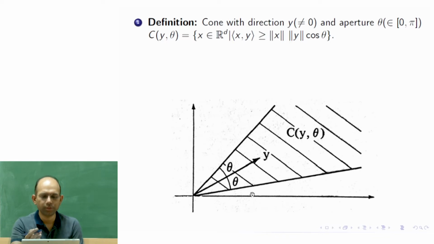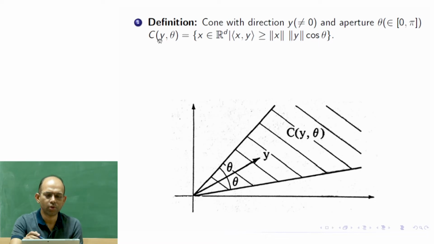Okay, so we define what a cone is. A cone with direction y and aperture theta, where theta is between 0 and pi, is a subset of the d-dimensional Euclidean space. C of y comma theta, that is the notation we are going to use, is the set of points x in the d-dimensional space such that the inner product of x with y is greater than or equal to the norm of x times the norm of y times cos theta.